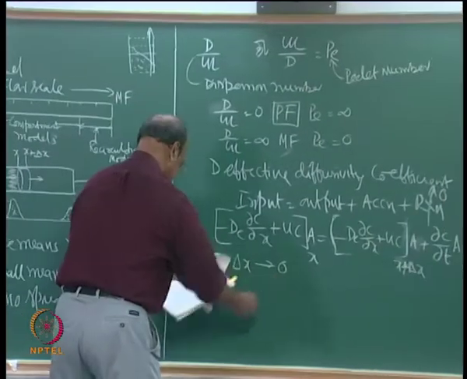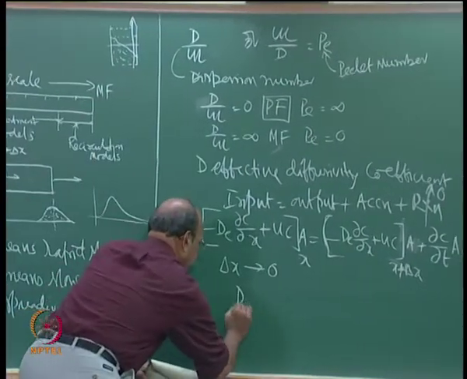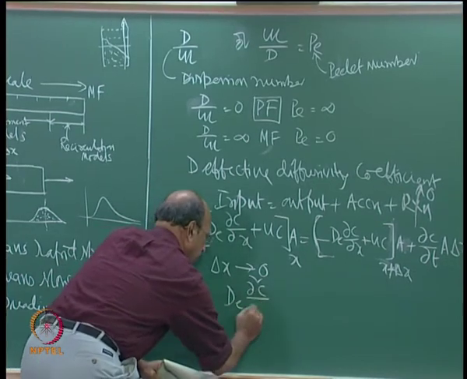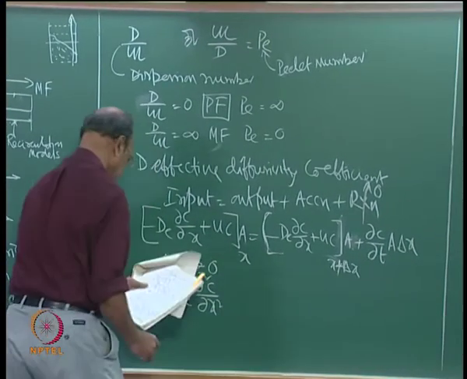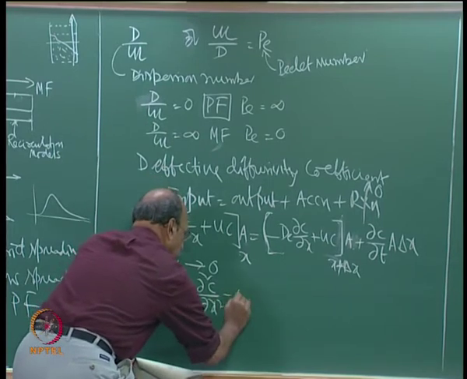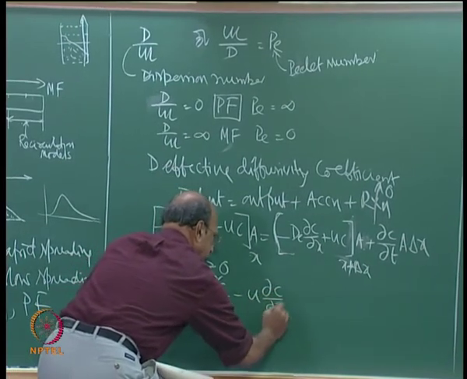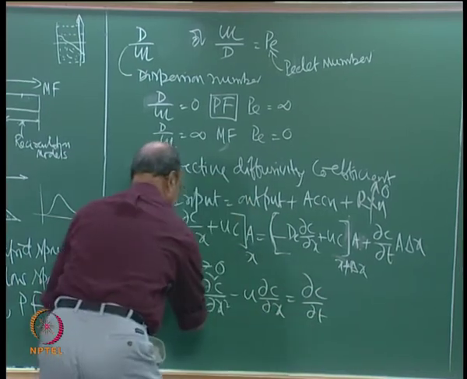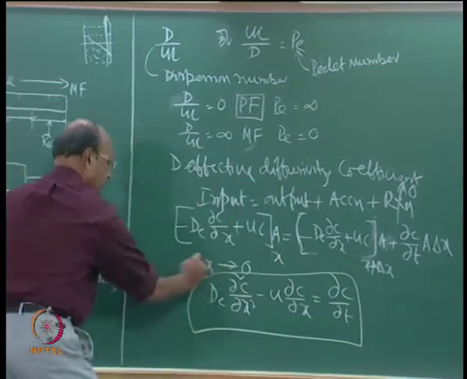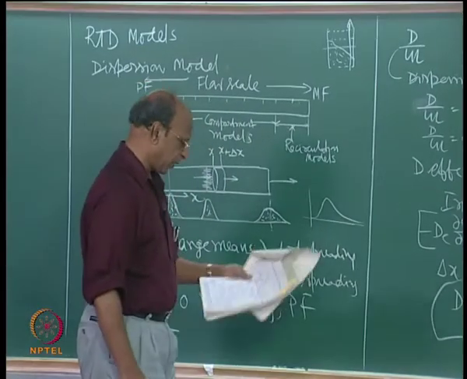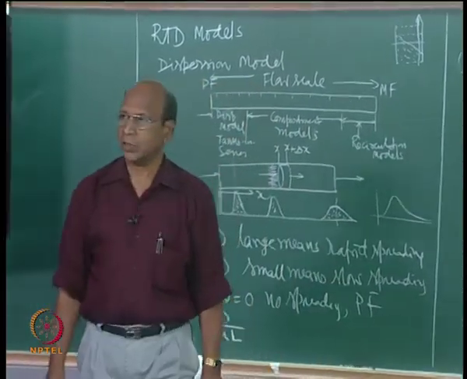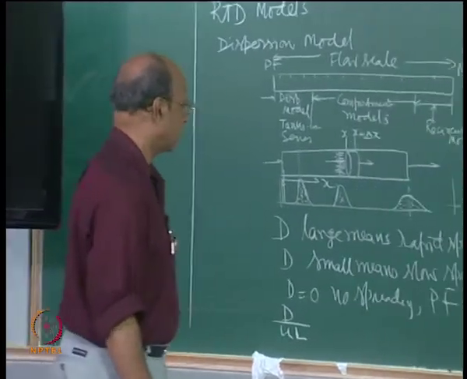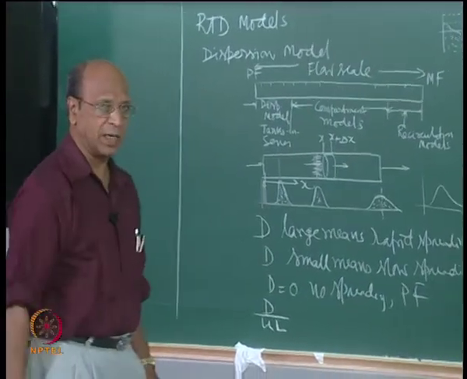So, now this is going to be D_E d²C/dx² minus U dC/dx equal to dC/dt. This is a very, very famous equation, because it comes in many, many places in chemical engineering. It is a simple second order equation.